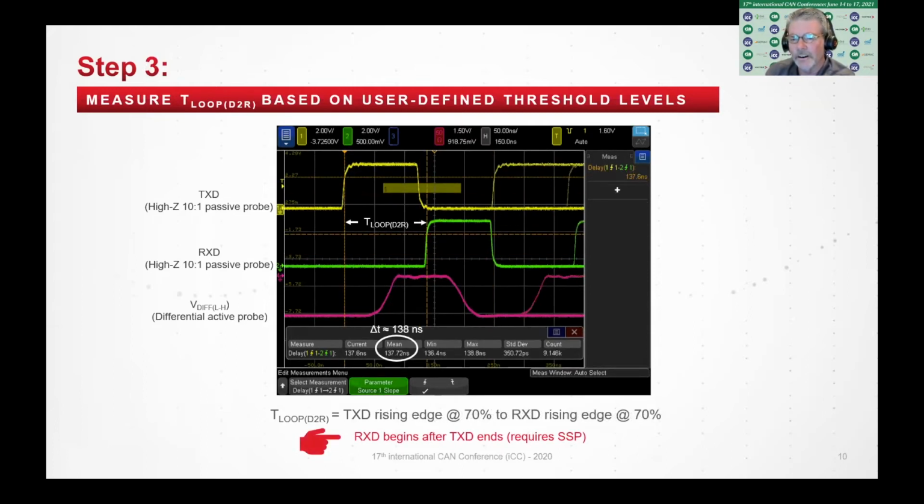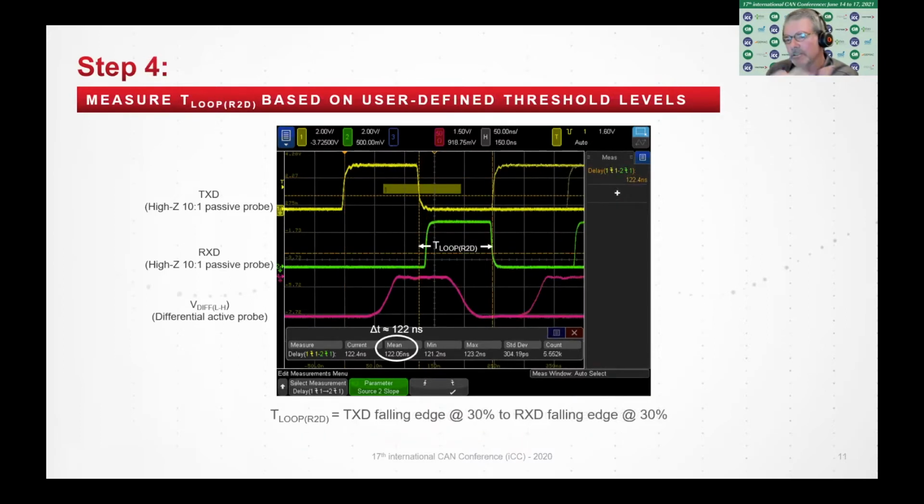Oh, by the way, just something quickly to show here. Notice that the RX signal arrives after the TX signal ends. So this shows you the reason why you have to have a secondary sample point for the transmitting node to sample its own bit in order to check for bit errors. But that's not what this presentation is about.